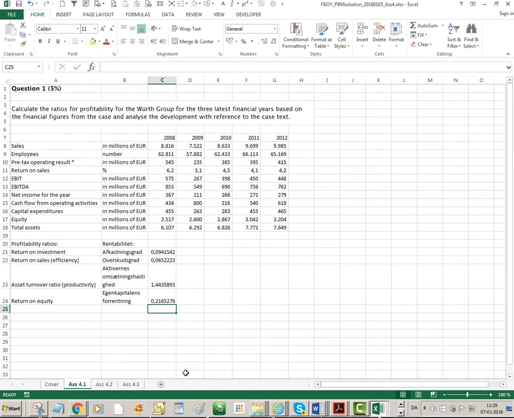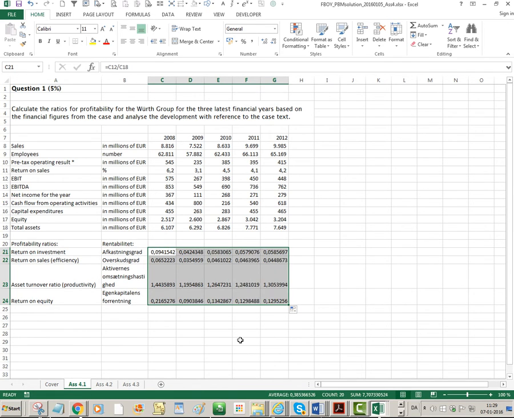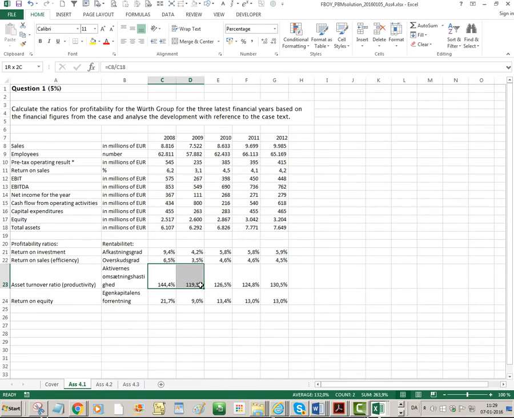So now we have some nice numbers here. We should be able in Excel to expand our formulas to the next years. And most of them go in percent here. I will put 1 decimal. There's one exception. This one is not a percent.